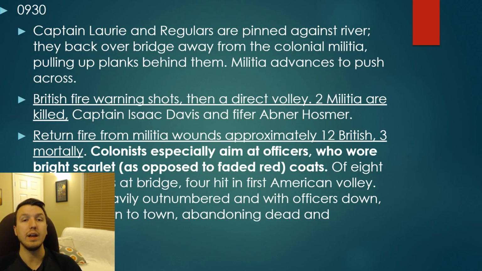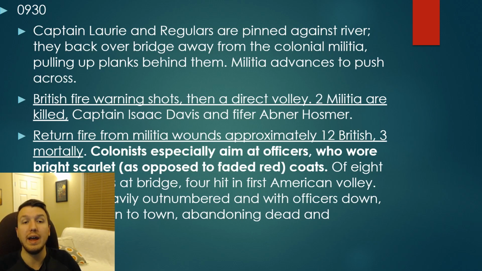So 0930, a couple things happen. First of all, the men that were at Barrett's Farm do start working their way back. They have to go around a different way than they first went there. The British do fire warning shots above the colonists, then a direct volley into the colonists. 2 people were killed, Captain Isaac Davis, who was the leader, and the guy who's playing the flute, which I feel bad for him.